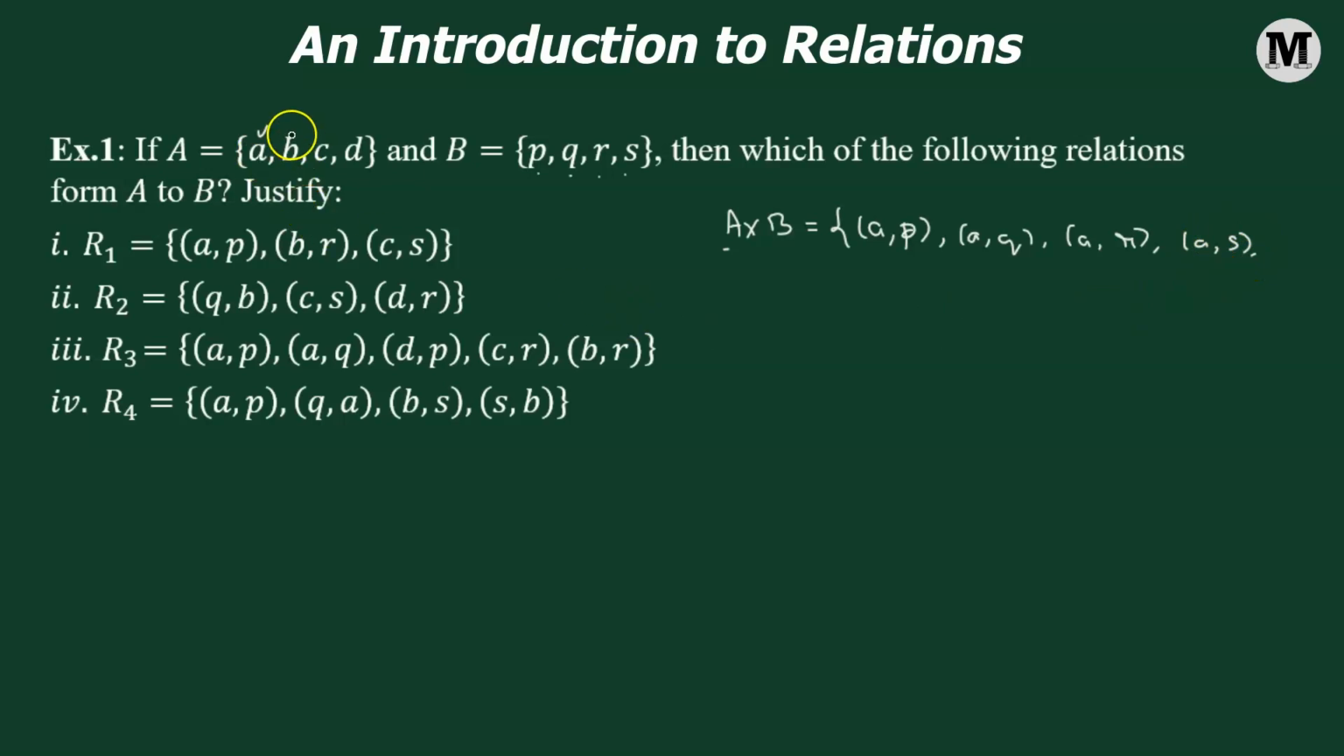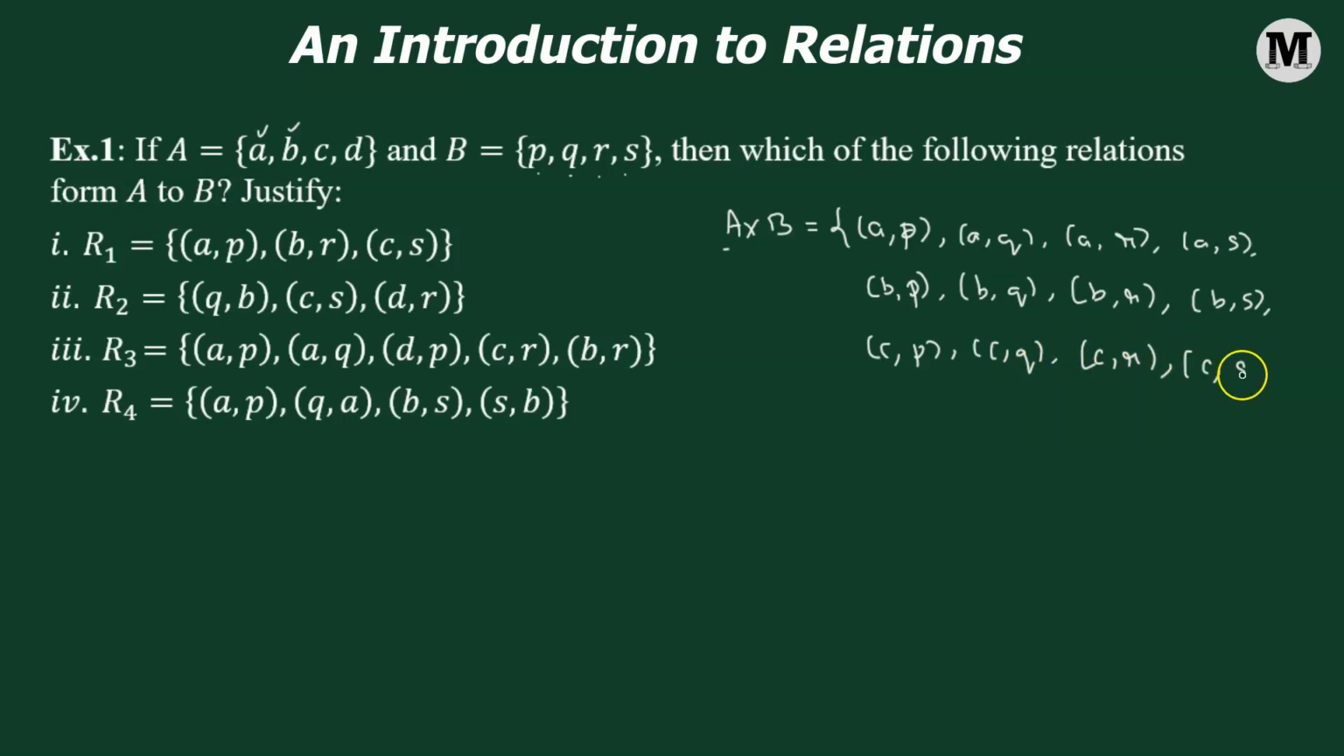Similarly, we repeat this pattern. We consider the second element of the first set, which is b, and we form an ordered pair with each of the 4 elements of B. So we have (b, p), (b, q), then (b, r), followed by (b, s). Next we have (c, p), (c, q), (c, r), and then (c, s). And finally we have (d, p), (d, q), next (d, r), and then (d, s).